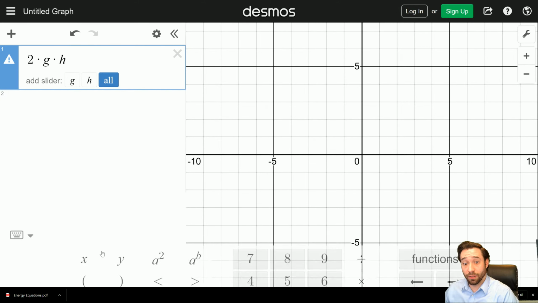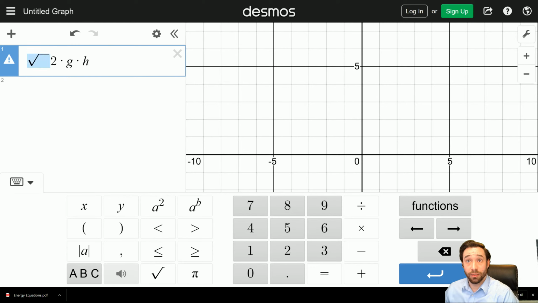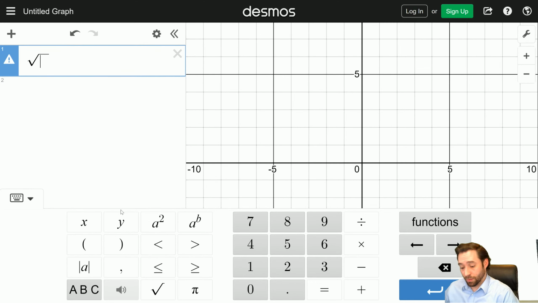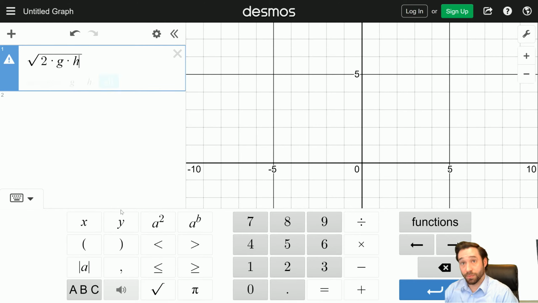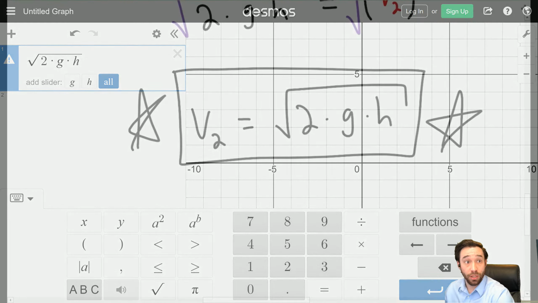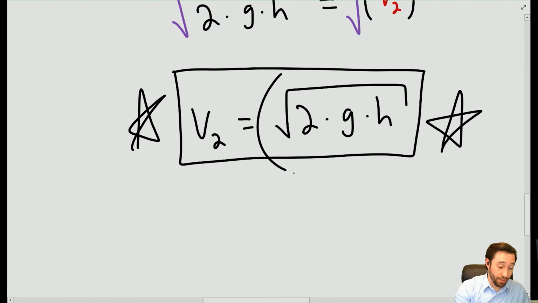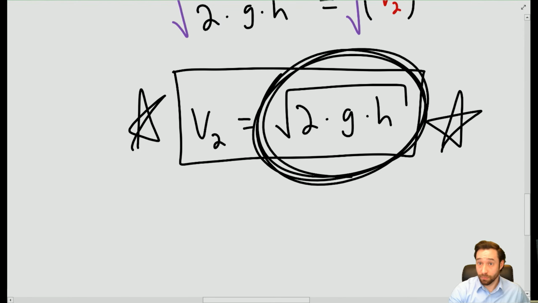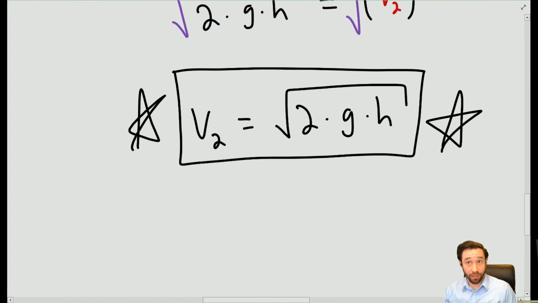And then let's do this. Start with the radical. 2 times G times H, right? So hopefully you guys would agree that this equation, square root of 2 times G times H, looks exactly like this. Square root of 2 times G times H. So once you have verified that those look identical, it has to look exactly the same.